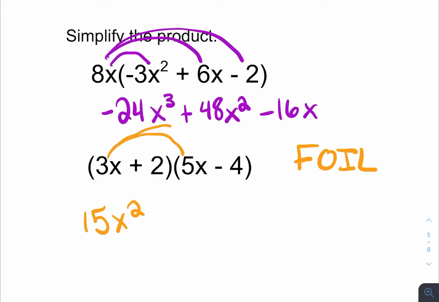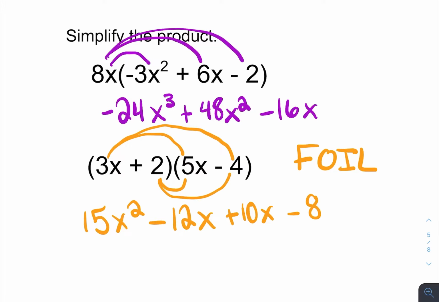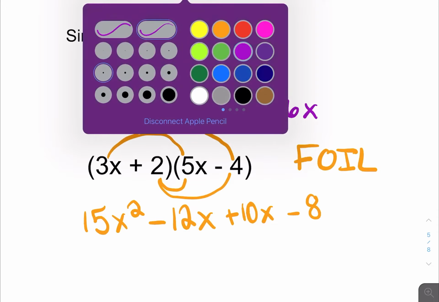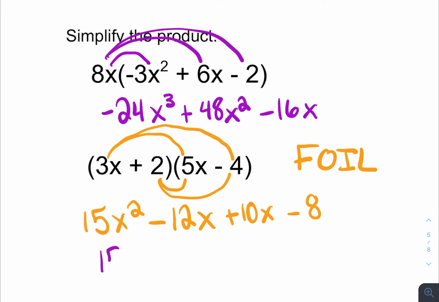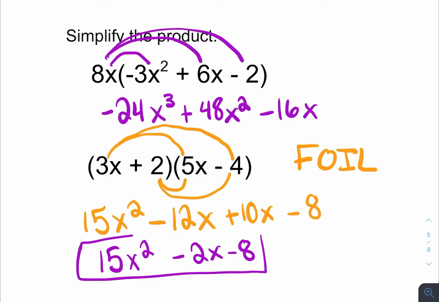Now I'm going to work with my outside terms. 3 times negative 4 gets me negative 12, and then we have x. Now my inside terms, 2 times 5 gets me 10x. And now 2 times a negative 4 gets me negative 8. And our final step here is to just simplify this, combine like terms. 15x squared minus 2x minus 8. And there's our answer.